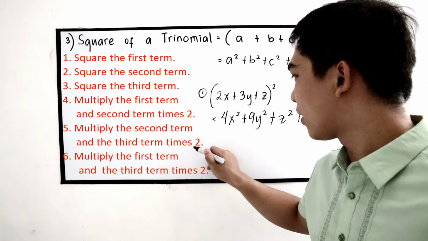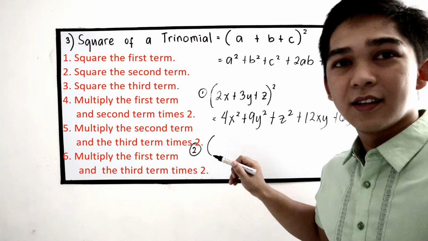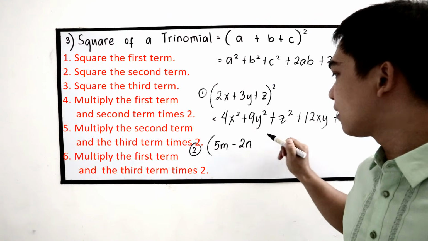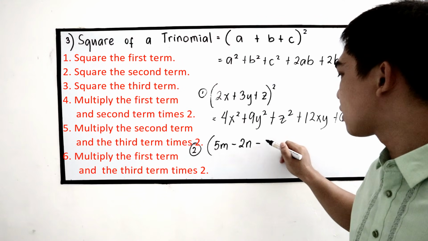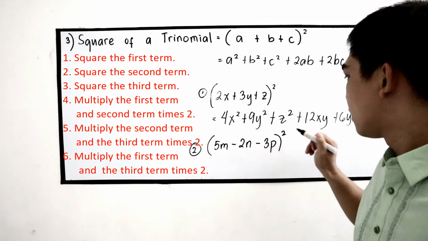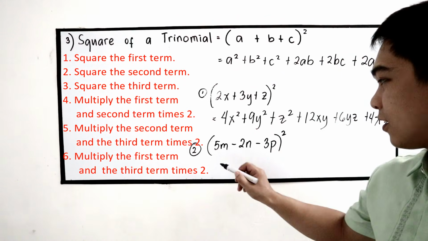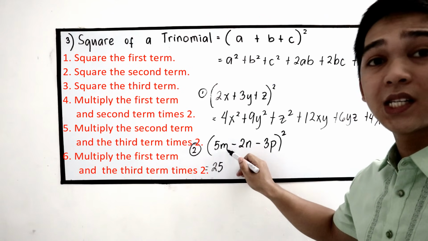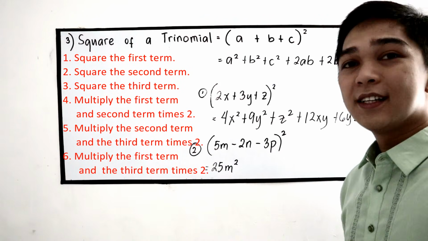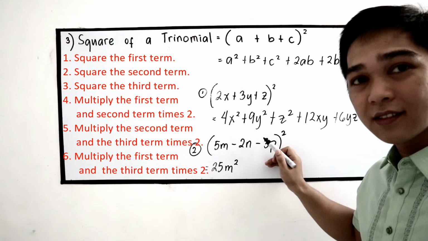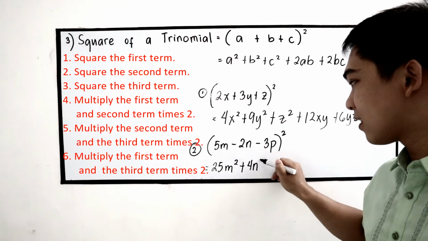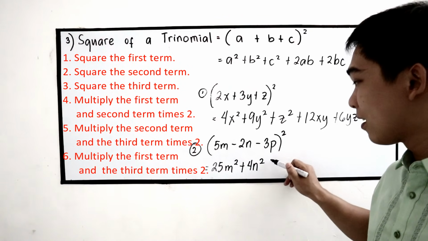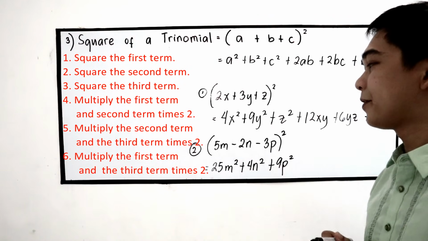Now let's have the second example. Let's say (5m - 2n - 3p) quantity squared. Square the first term. 5 squared is 25. The variable is m, so m squared. Next, negative 2 squared is positive 4, then n squared. Next, square the third term. Negative 3 squared is positive 9, variable p squared.